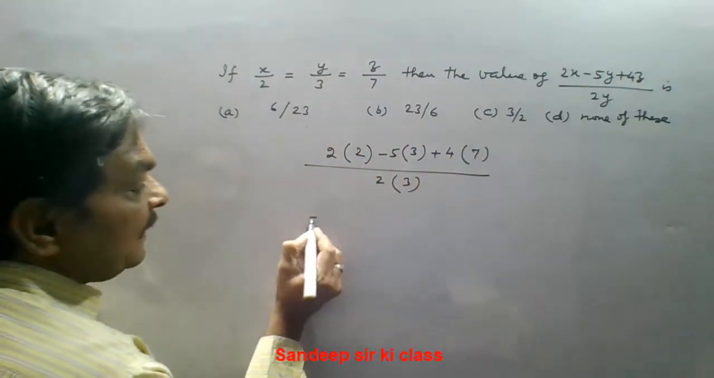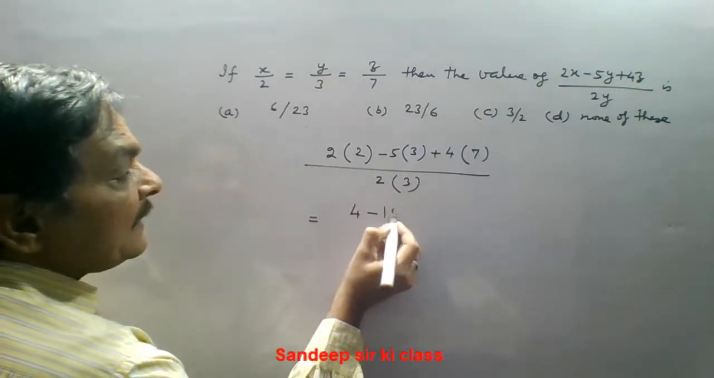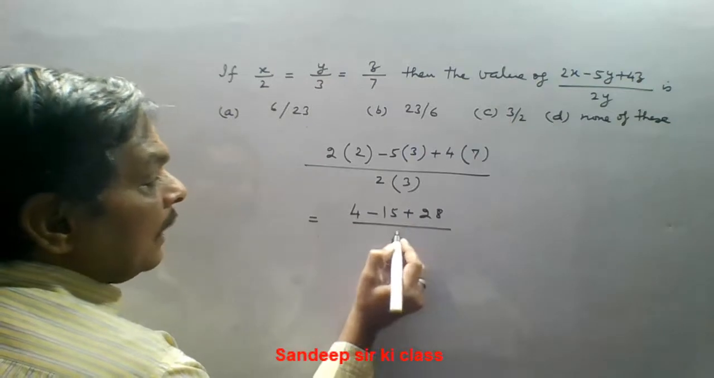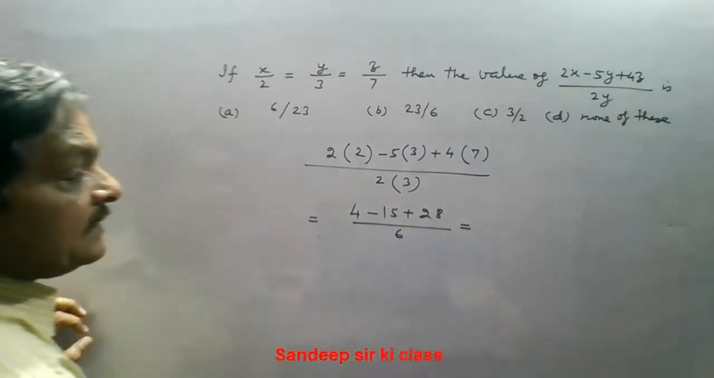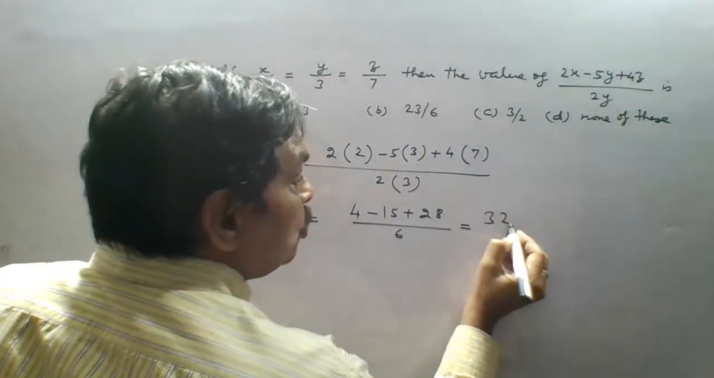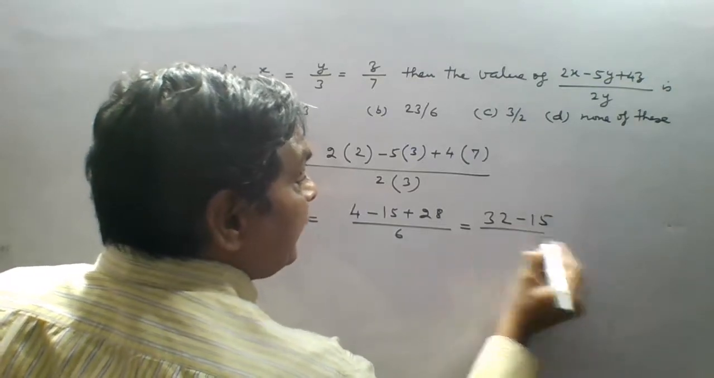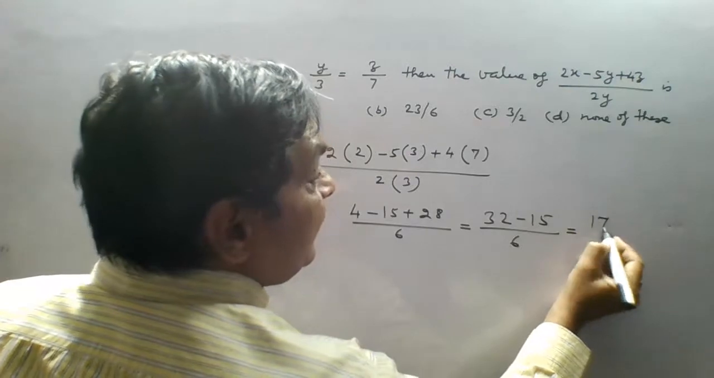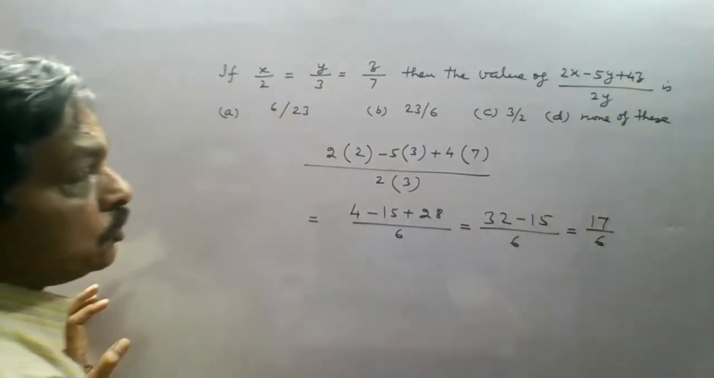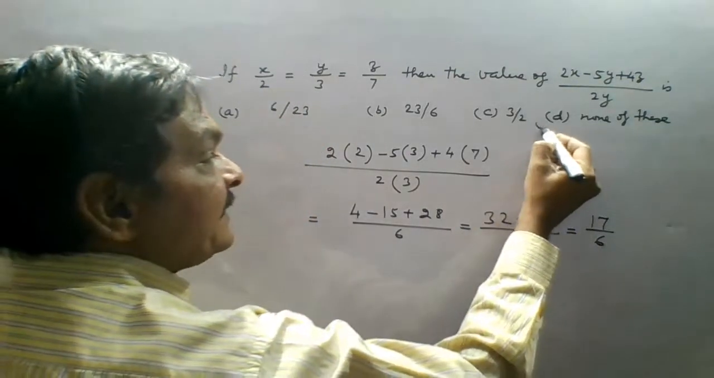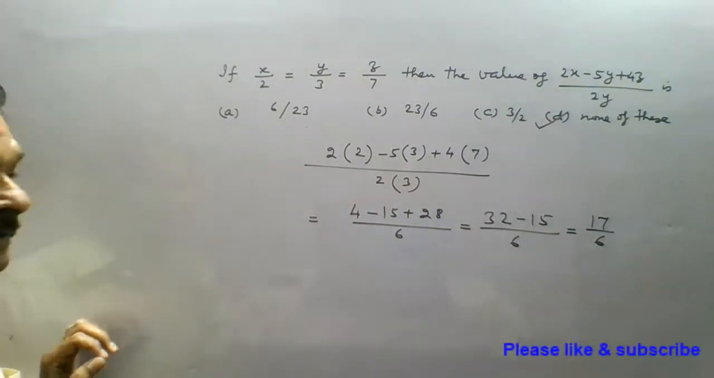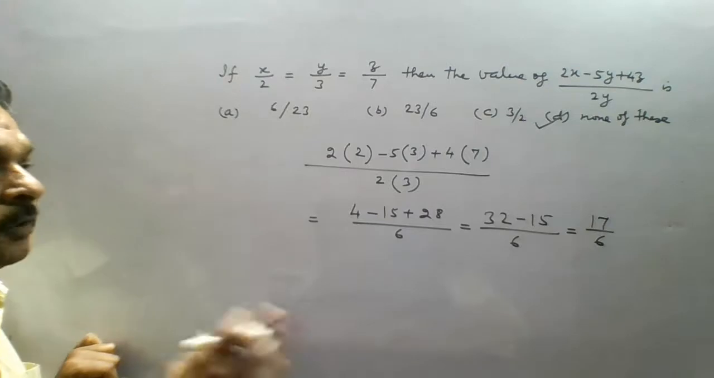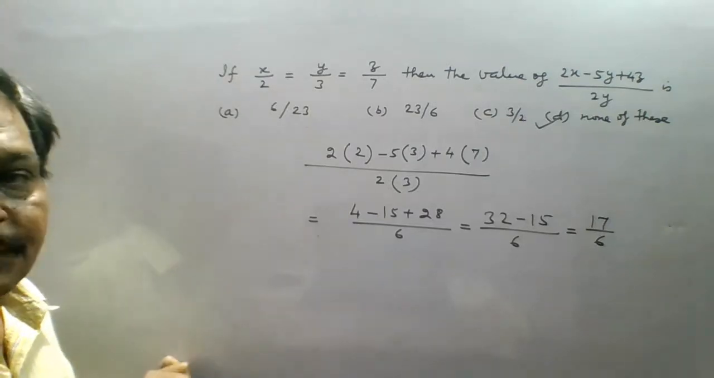Calculate this. We get 4 minus 15 plus 28 upon 6. This is equal to 32 minus 15 upon 6, which is equal to 17 upon 6. So here none of these is the correct answer. The value of the given expression is 17 upon 6, which is none of these. Now we will see the next problem.